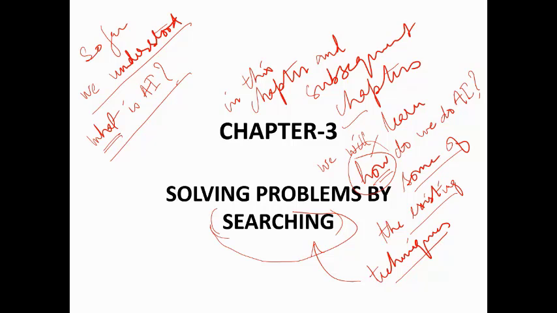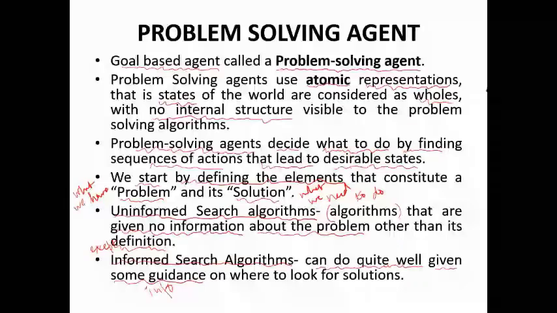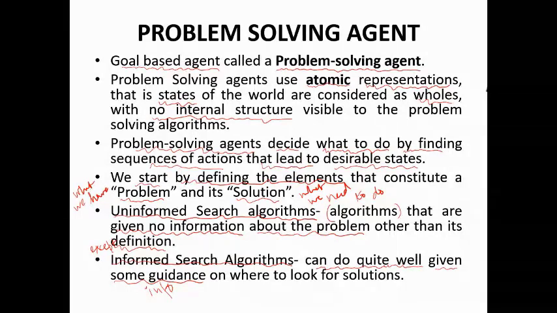For example, searching for solving the problem. So let's move on. The very first idea is that we need some kind of agent to solve the problem. The problem solving agents are basically the goal based agents that we studied in chapter 2. So the goal based agents are indeed the problem solving agents.